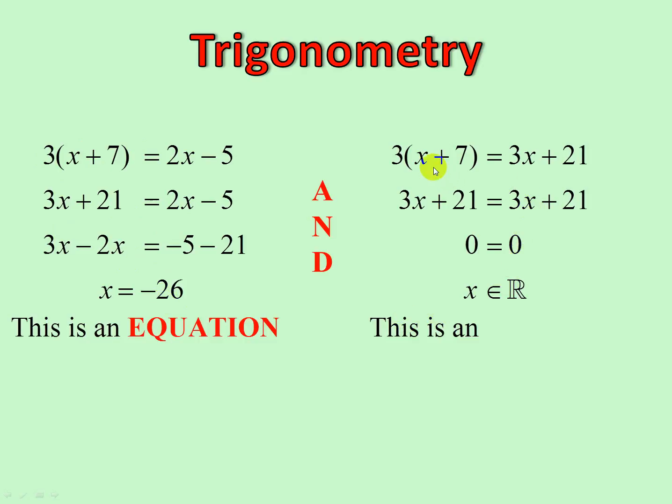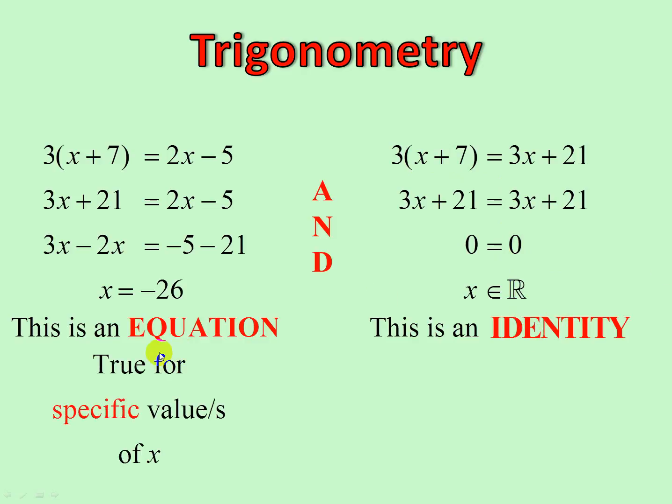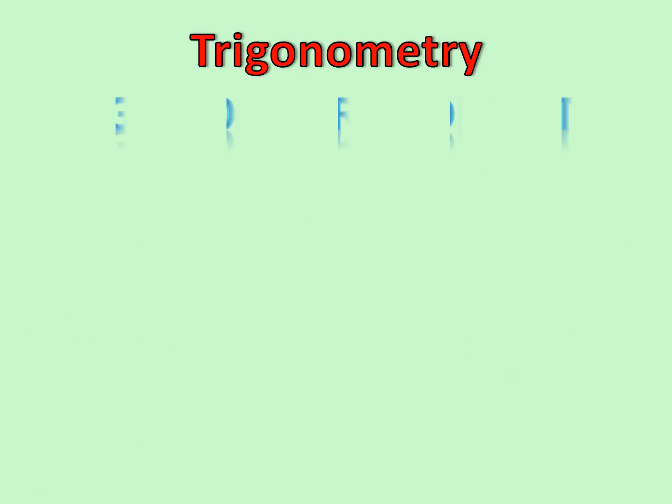Now if we look at this side here, 3 times x plus 7 is 3x plus 21. So that is true, no matter what x is. If you give this as an equation and have it solved, it'll end up with 0 equals 0, which means x is an element of real numbers. This is an identity, true for all values of x. True for specific values, the equation. True for all values, real values, that is, the identity.